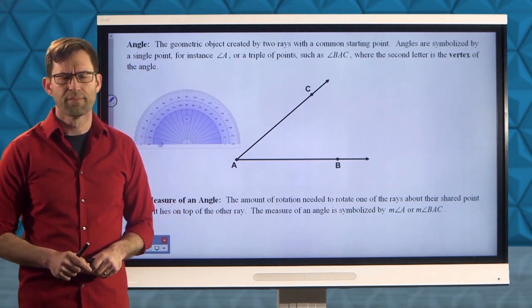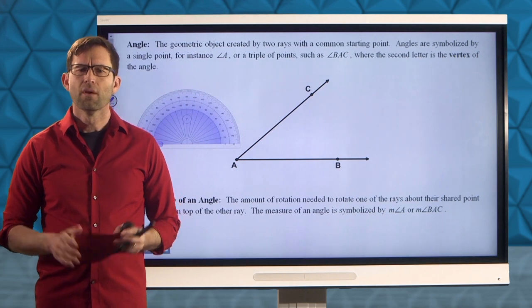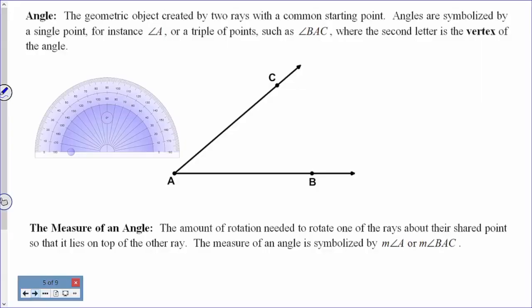Let's talk about angles. Angles are going to be very, very important in geometry. Okay, so first, let's understand the definition of an angle. An angle is the geometric object created by two rays with a common starting point. Angles are symbolized by a single point, for instance, angle A, or a triple of points such as angle BAC, where the second letter is the vertex of the angle.